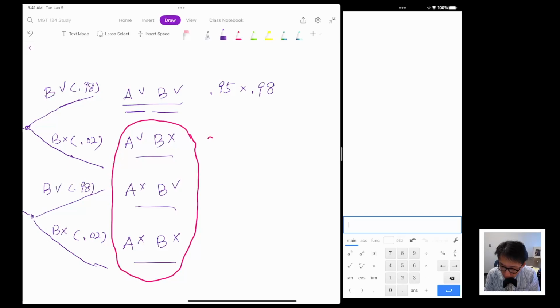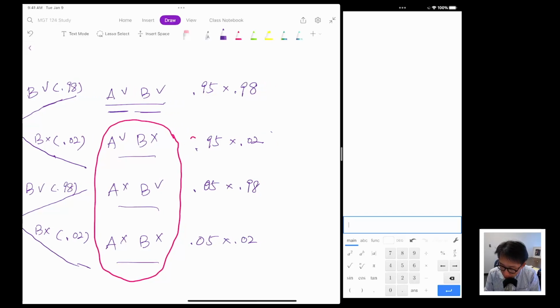Okay. I know that those 3 are ruled out here, but if you really want to know the chance that A is working but B is not working, or given A is not working, which is 5%, and B is working, or given A is not working, B is also not working, those are relevant in the next scenario, but not relevant in this scenario.